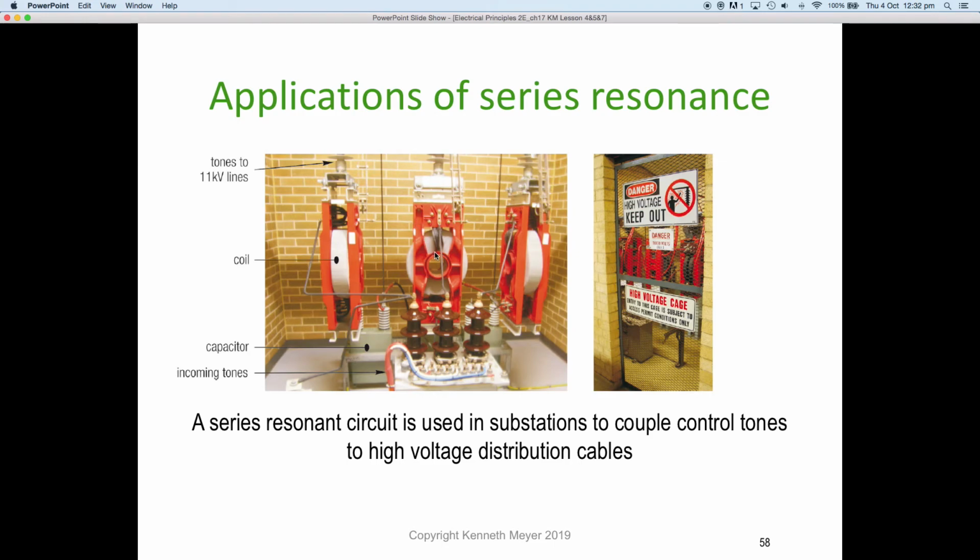So the 11 kV has these tones superimposed, and the reason for the tones is to turn your hot water services on and off. So each of the supply authorities has a particular set of tones, and they can turn everyone's hot water services on and off, or they can turn only a part, depending on what frequency your particular hot water service relay has been set up for. So this is a series resonance circuit. It is used in substations to couple control tones to high voltage distribution cables for the purpose of turning on and off off-peak hot water services.